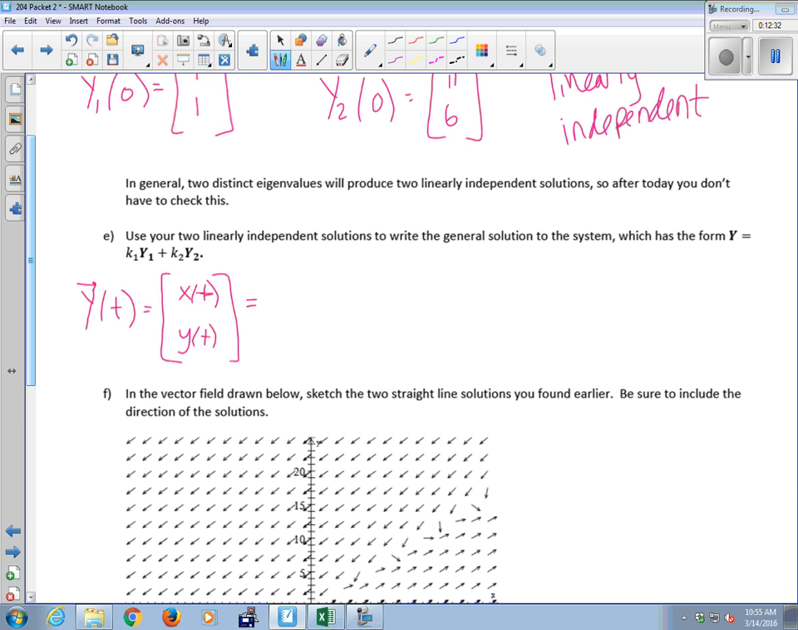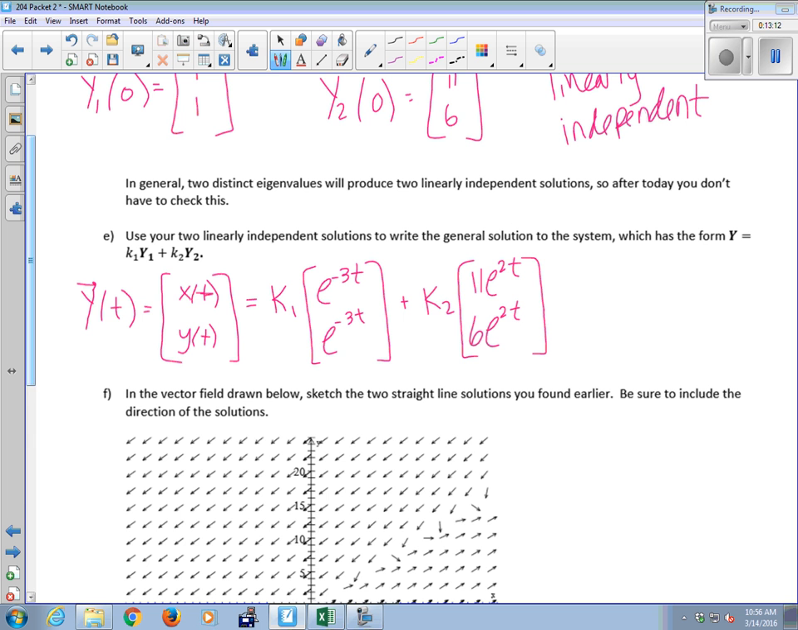So this is k1 times y1, and y1 was e to the negative 3t, e to the negative 3t, plus k2 times y2, which was 11 e to the 2t, and 6 e to the 2t. If you have an initial value problem, you're solving for k1 and k2. I haven't given you any initial values yet, but we have the general solution now.